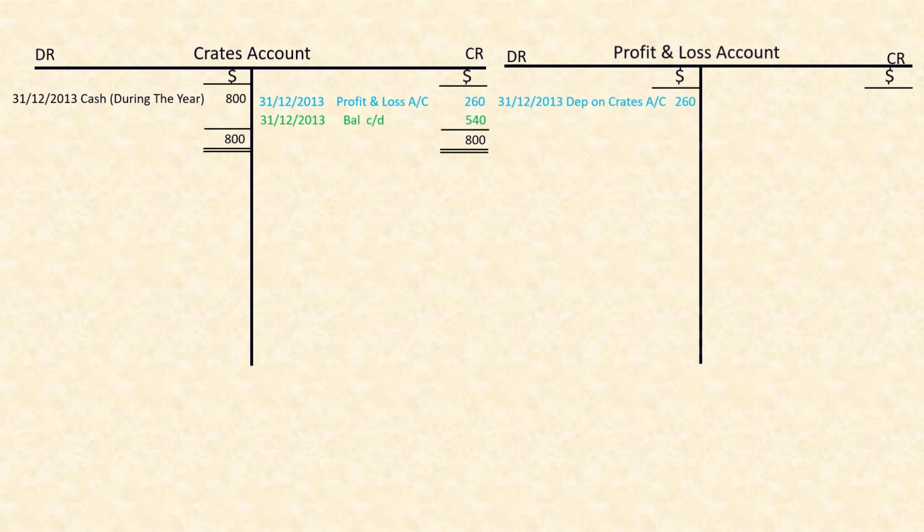After having done everything that you are supposed to depict in the profit and loss account, you will also have to show this bit. That's why I've given it similar colors. So you can see here, we have the profit and loss account there. We have depreciation on crates. You can see the way I've described it. So this one is one financial period.